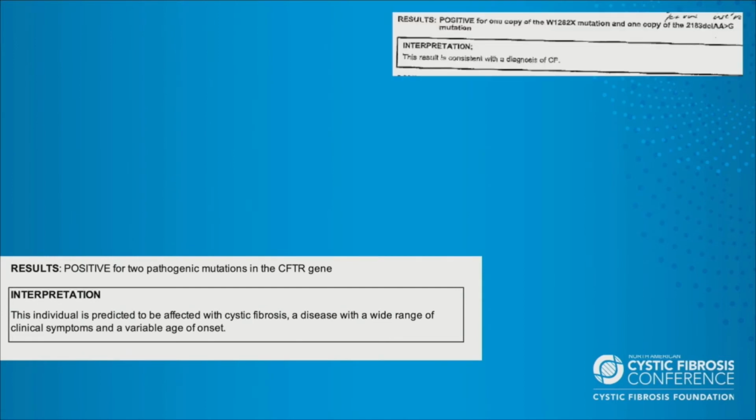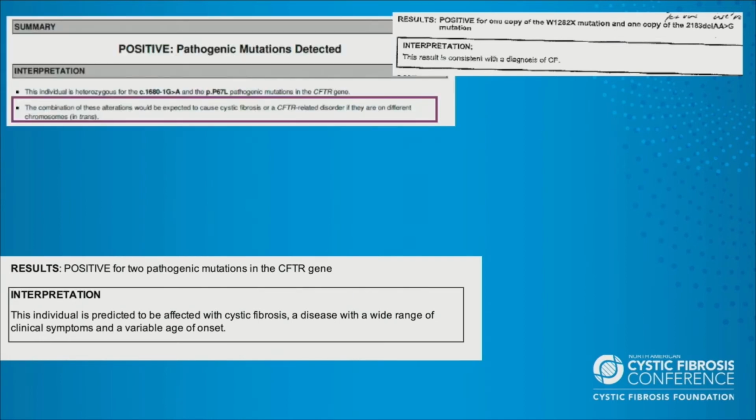So these first 2 examples, if you happen to have these as the result for that child, the report basically would have said he has CF. He has 2 mutations, he must have CF. No clue on here about needing to determine the phase or test the parents. And I apologize for the poor quality of some of these. They've been faxed many times over.